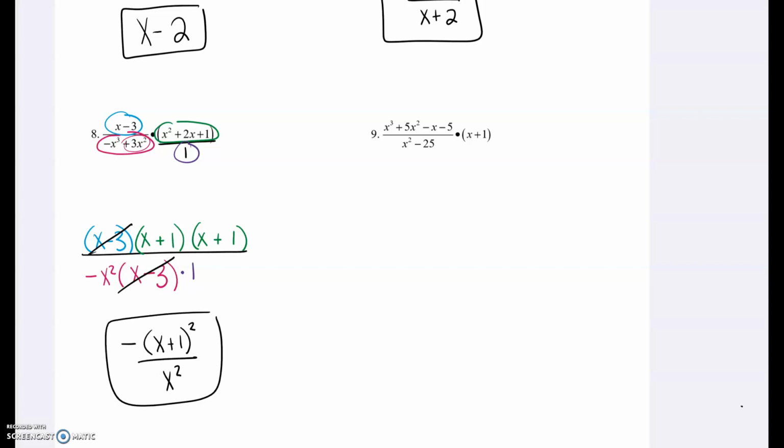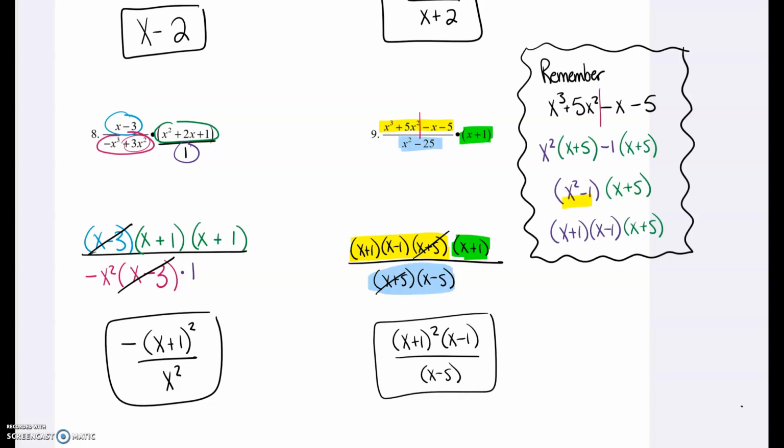Okay, I'd like you to pause the video. I only have 30 seconds left. Try number 9. Oh, big thing about number 9. It's 4 terms. Do you remember how you have to split that? Split that, factor the first group, factor the second group. I will show all of my work and pop it up here in the last 20 seconds.